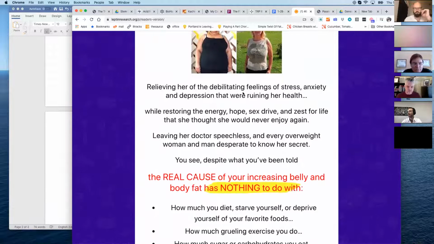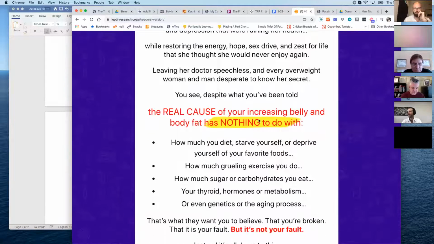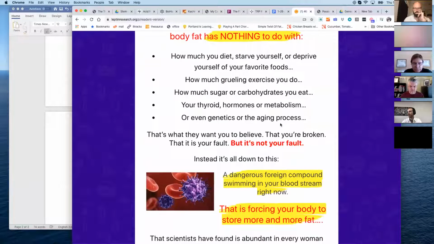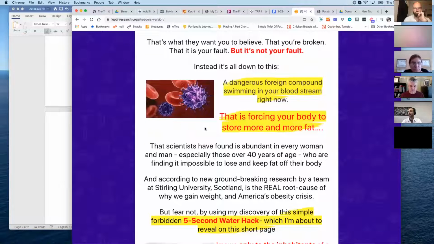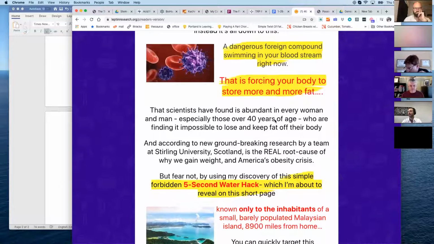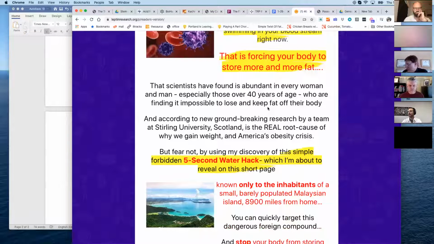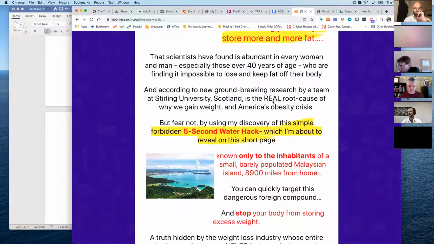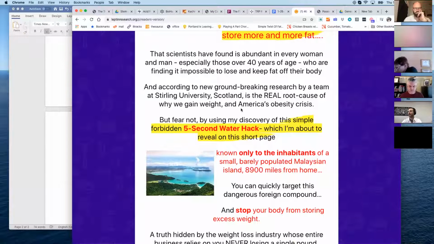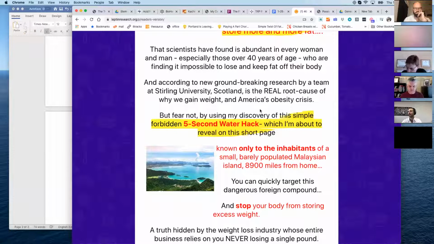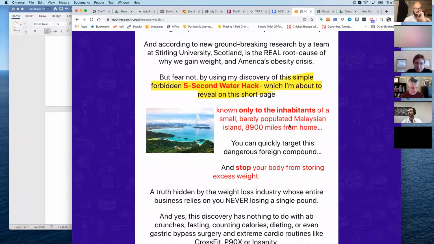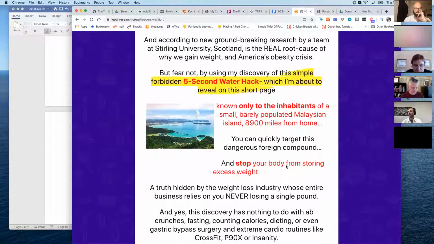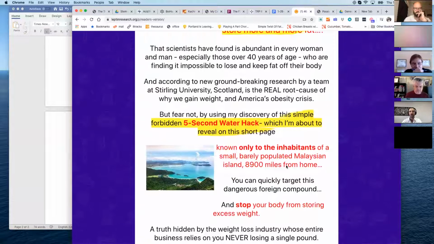Then we talk about the real cause, a dangerous foreign compound swimming in your bloodstream right now that's forcing your body to store more and more fat. Scientists have found it's abundant in every woman and man, especially those over the age of 40, who are finding it impossible to lose and keep fat off their body. And according to new research, it's the root cause of why we gain weight. But fear not, by using my discovery of this simple, forbidden 5-second water hack, which I'm about to reveal on this short page, not only the inhabitants of a small, barely populated Malaysian island 8,900 miles from home, you can quickly target this dangerous foreign compound and stop your body from storing excess weight. And it goes on from there.